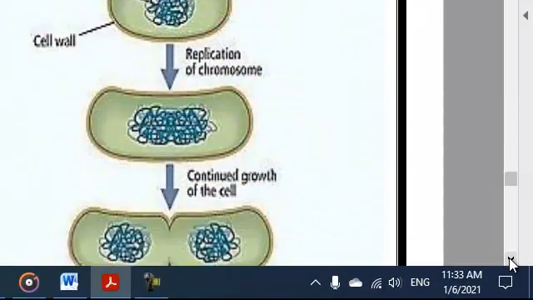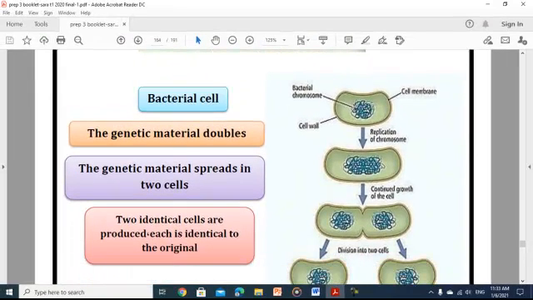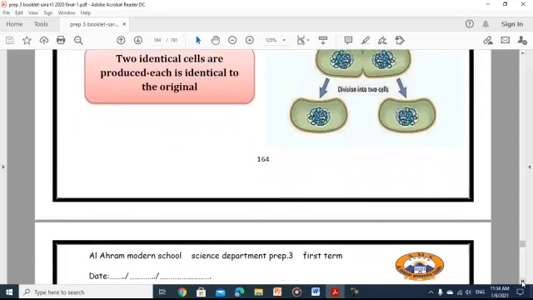But what about bacteria? Bacteria is also the same. This is one bacteria cell here. The genetic material is duplicated. The amount of genetic material, the chromosomes inside it, is duplicated, meaning it becomes twice. The genetic material is spread into two cells here, and two identical cells are produced. Then by the end, it is cut into two similar cells. This is number one, we call it binary fission.